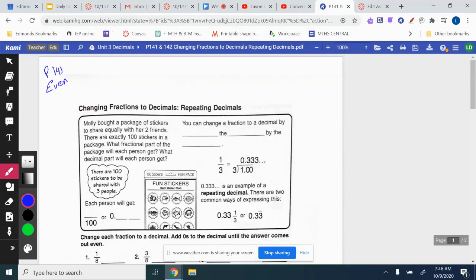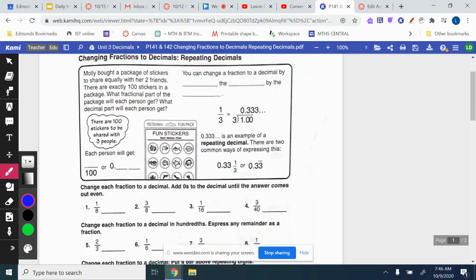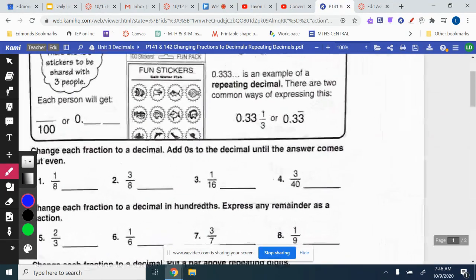We're going to learn how to go from fractions that aren't easy to use, such as tenths and hundredths, or fractions that can easily be converted to tenths and hundredths. We're going to work with some other fractions that are messy. So let's start with number 1, and then we'll go up to the top.